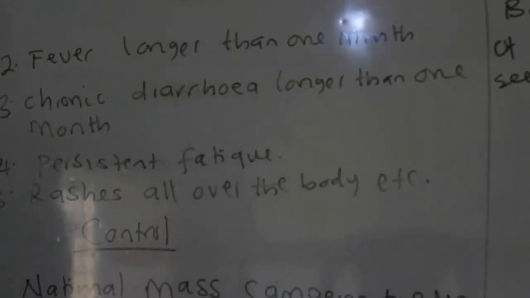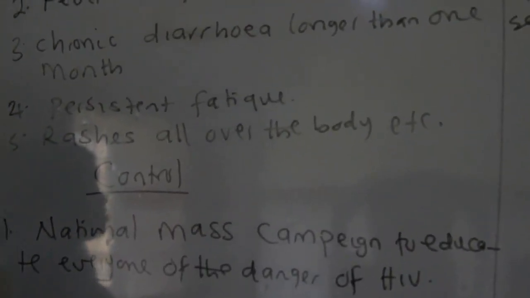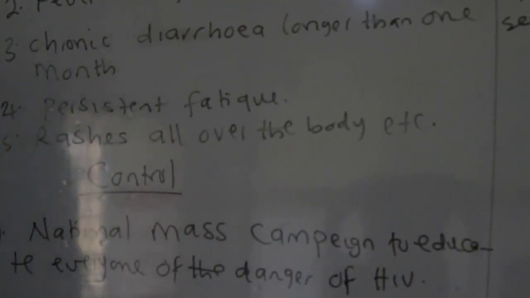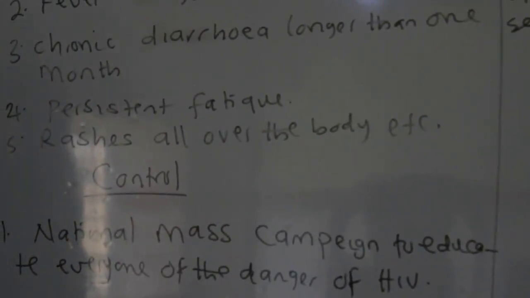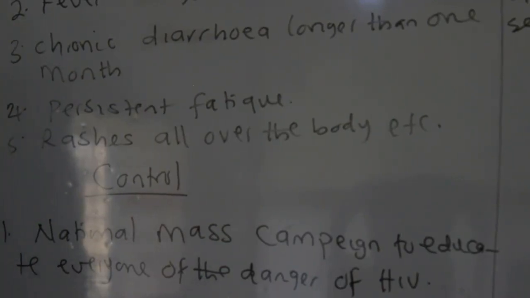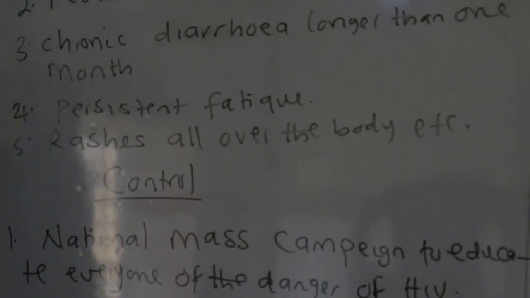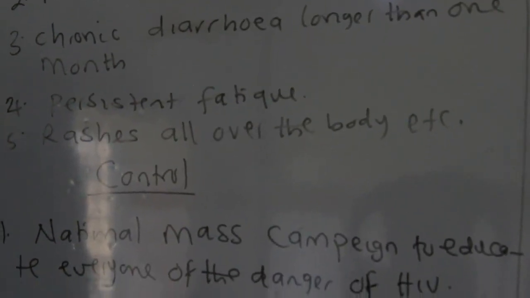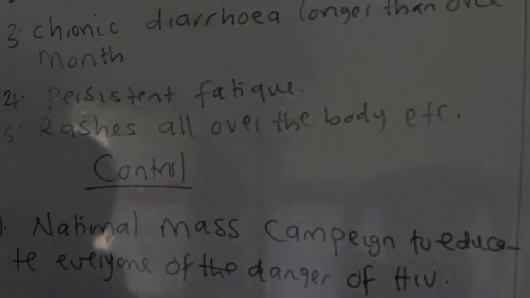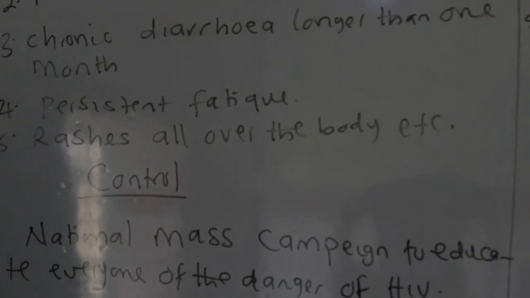Then number 3, the individual will also experience chronic diarrhea, and this diarrhea will persist for a period of months or longer than 1 month. And then number 4, you also have persistent fatigue, which is prolonged. You always get tired easily, and it's not going to be something for a short period of time. It's going to persist. And then we also have rashes all over the body of the patient or the sufferer. And these are some of the symptoms. We have other ones apart from these.